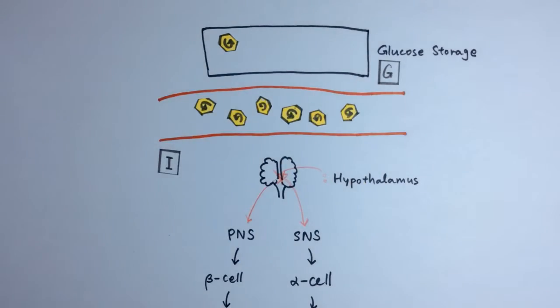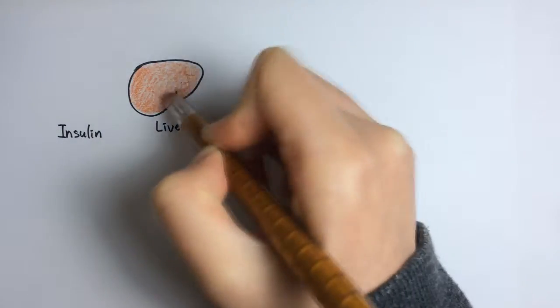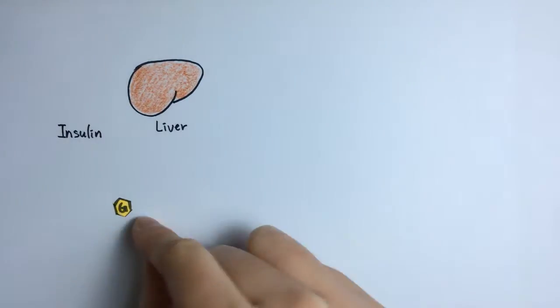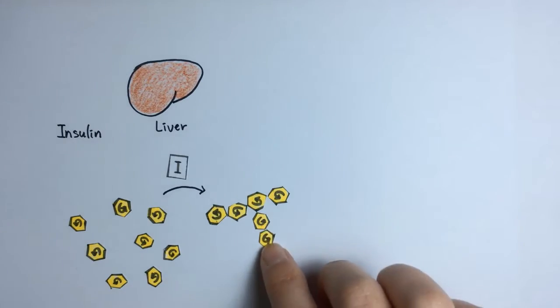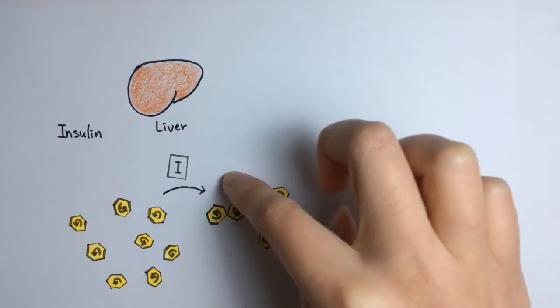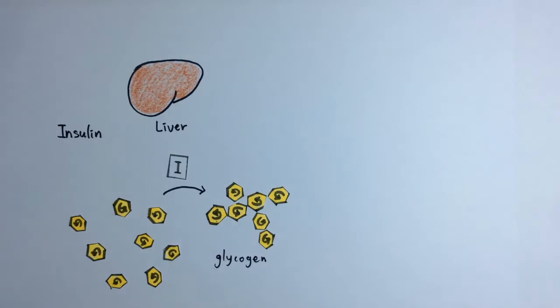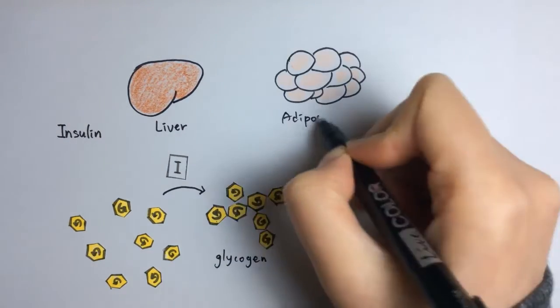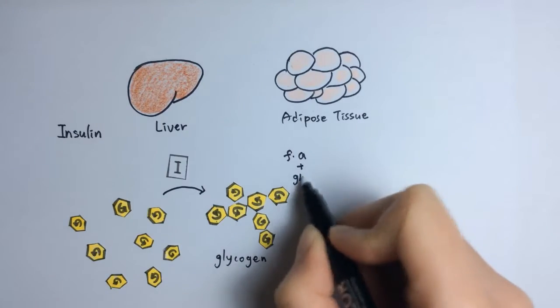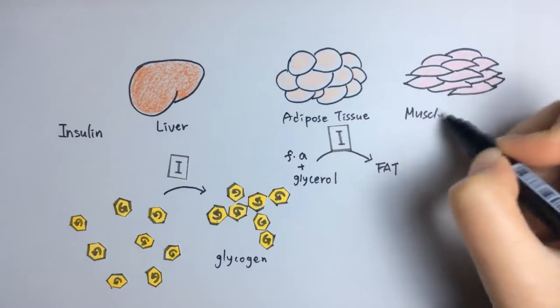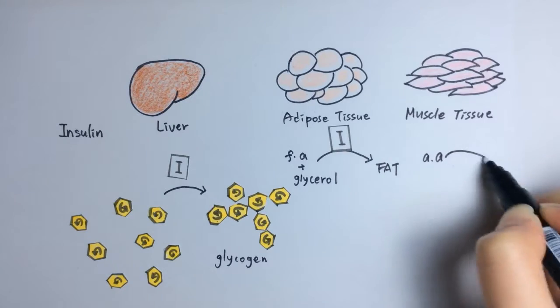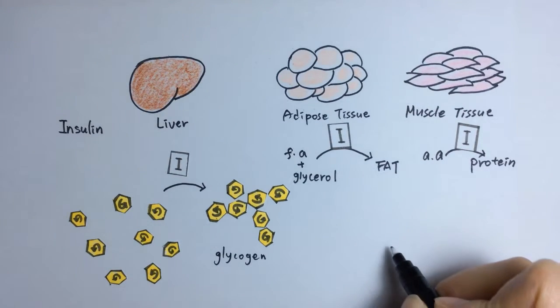Let's see how the two hormones affect the different parts of the body. First, let's see how insulin affects the liver. The liver will bind leftover glucose and change it into this kind of form to store it. This is how glucose is converted to glycogen and stored for a short term. Next, in adipose tissues, fatty acid and glycerol are synthesized into fat. This way, glucose can be stored for long term. In the muscle tissues, amino acids are converted into protein. This is also another way of storing glucose.